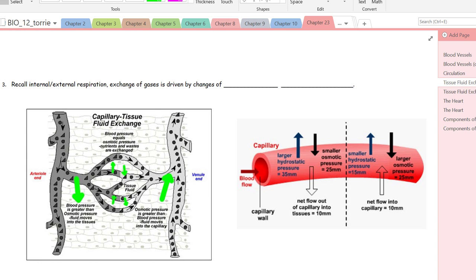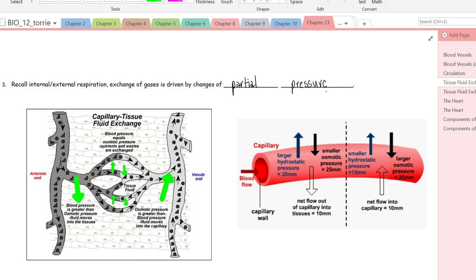And the tissue fluid exchange isn't all that different than what we talked about with respect to internal and external respiration, where we talked about the exchanges of gases, which is driven by changes of partial pressure. And this holds true with respect to tissue fluid exchange. The only difference is here, we're not just talking about the exchange of gases. Here we're focusing on the exchange of nutrients, right?